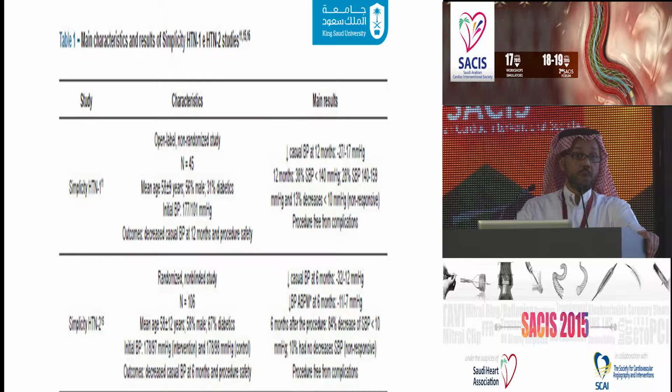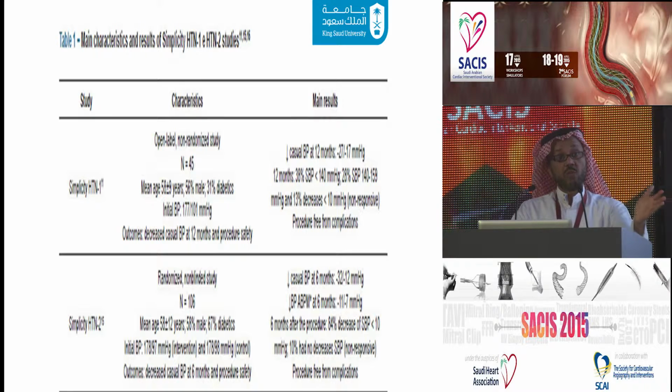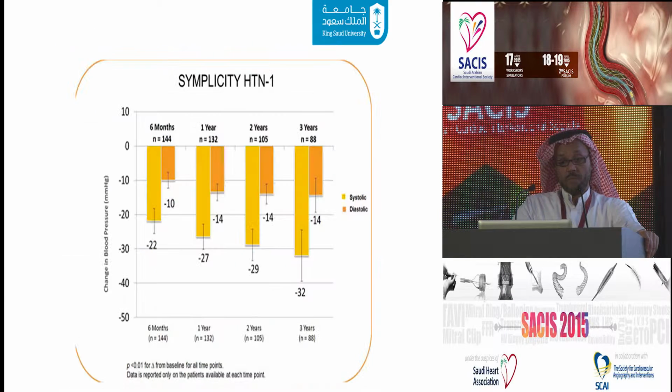Dramatic improvement in blood pressure control. 38% of the population had blood pressure less than 140 at 6 months. About 13% were deemed non-responders. Symplicity II was a randomized trial where they randomized patients to de-innervation versus a placebo or control arm. And there was again a major reduction in the blood pressure, systolic about minus 30 millimeters of mercury after the procedure. So this is a very dramatic result.